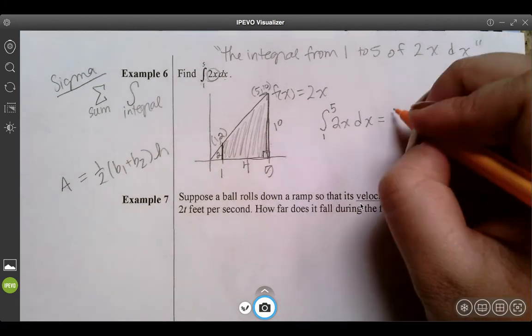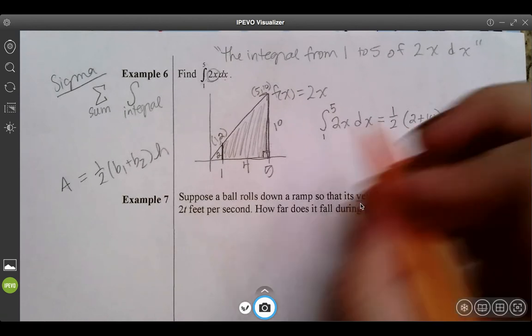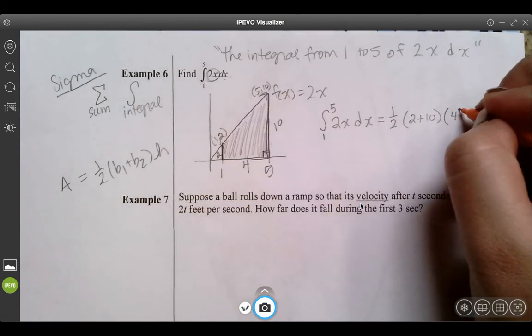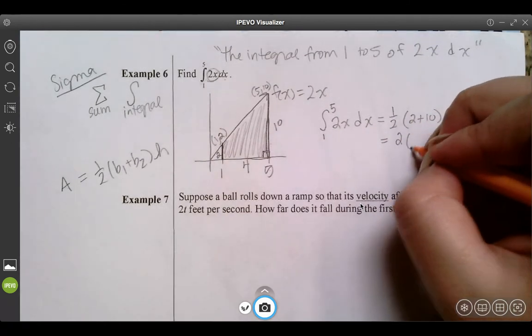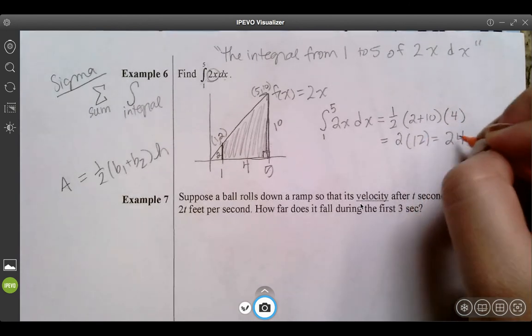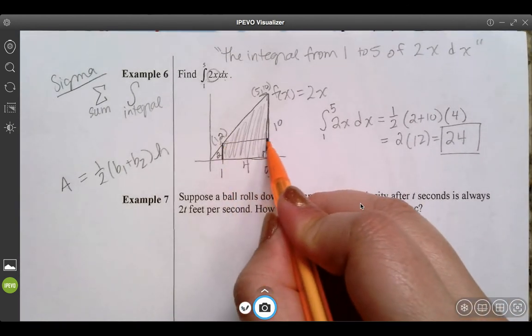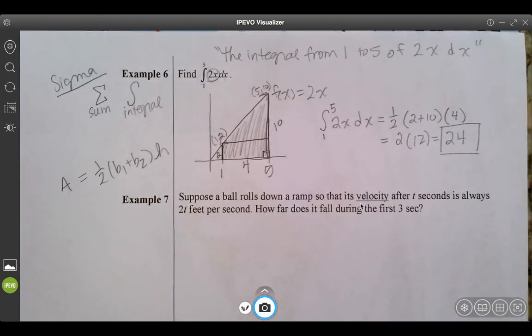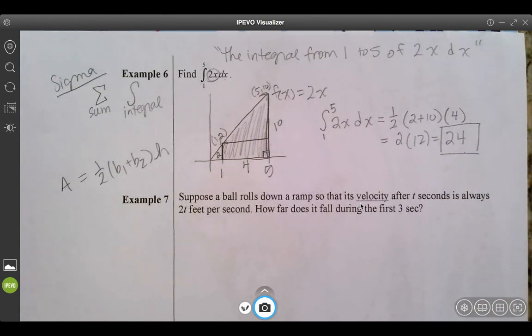So we have 1/2 base 1 plus base 2, and it doesn't matter which one you put as base 1 or base 2 because addition is commutative, times the height. So this is 1/2 times 4 is 2, times 12 is 24. I don't have units, so we'll just leave it as 24. If you're not comfortable with trapezoids, you could split this into a rectangle and a triangle and calculate it that way as well, and you'll end up with the same value. So this is just practicing. What does it mean to calculate the integral? To calculate the integral means we're finding the area underneath a curve.